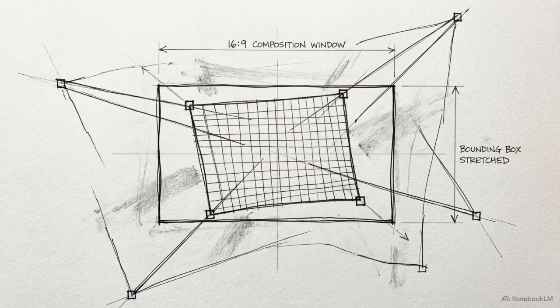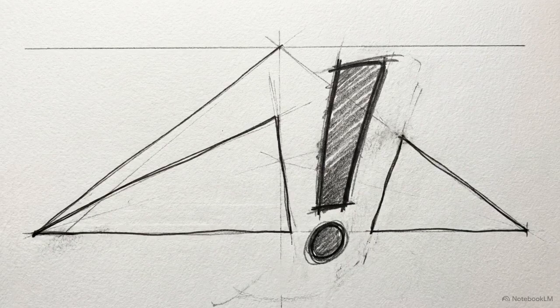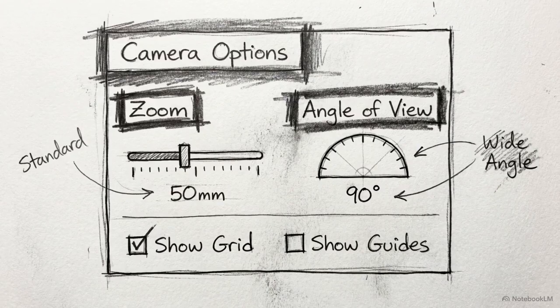Scale the 3D grid up until the pattern fills the entire frame of your composition. In the active camera view, compare the grid lines to the natural perspective lines in the photo, such as a curb or a building space. If these lines are not parallel, your virtual camera does not yet match the original lens. Adjust the camera's zoom or angle of view settings to change how the lines converge.